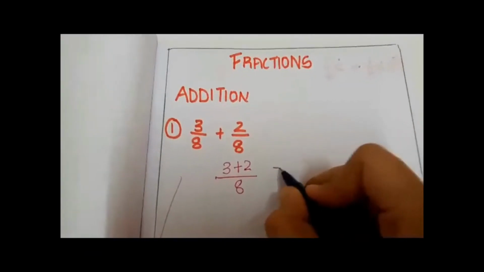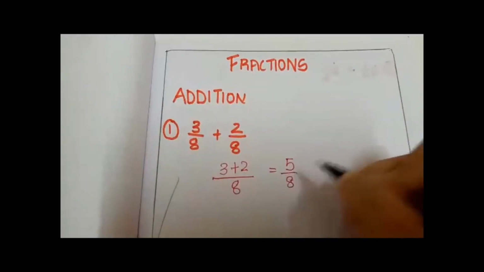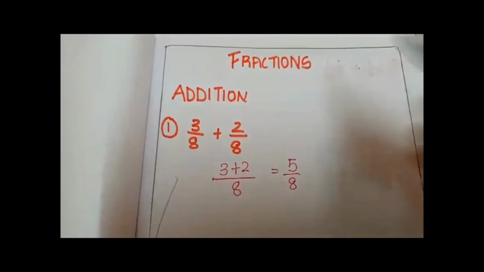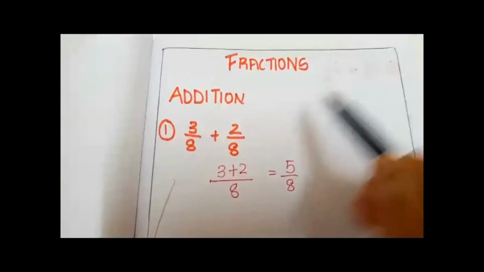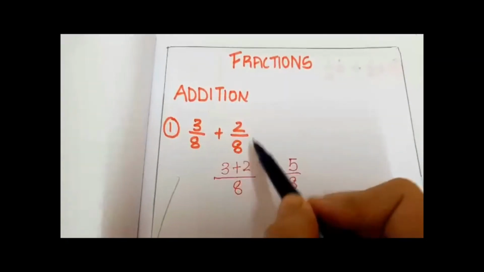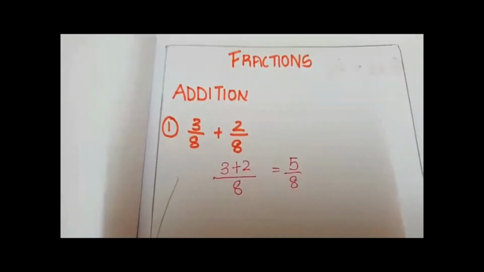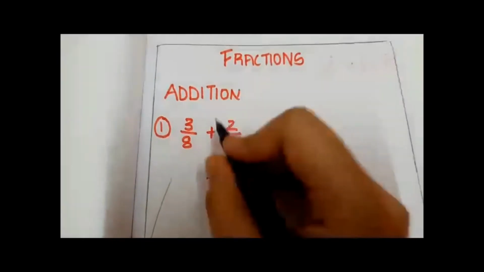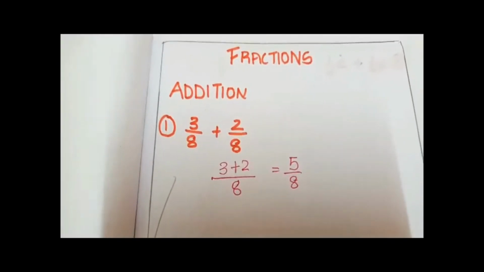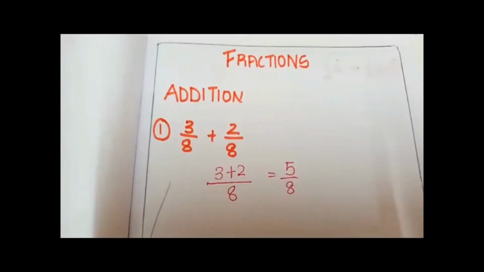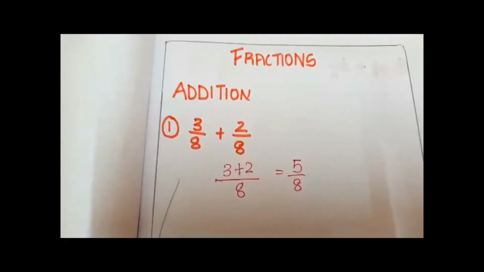What is 3 plus 2? It is equal to 5 by 8. So, the sum of 3 by 8 plus 2 by 8 is 5 by 8. Remember, for like fraction where the denominator is same, we should not add the denominator, not change it. Write it commonly and just add the numerator. So, this is a basic way to solve a like fraction. Now, let's see how to solve an unlike fraction.